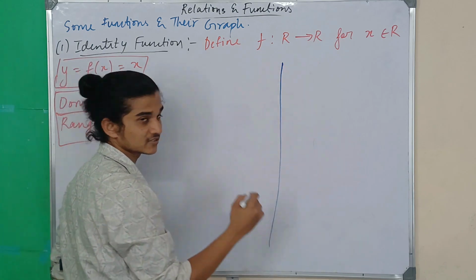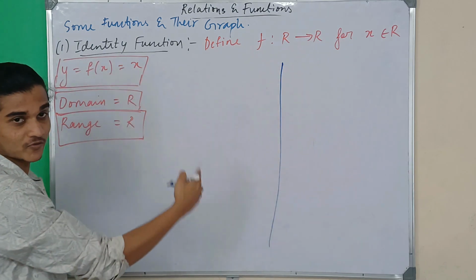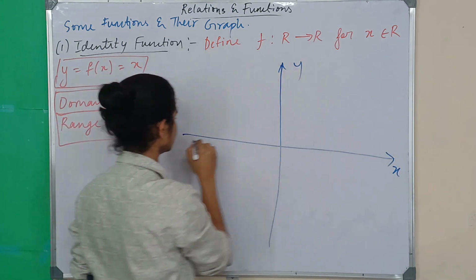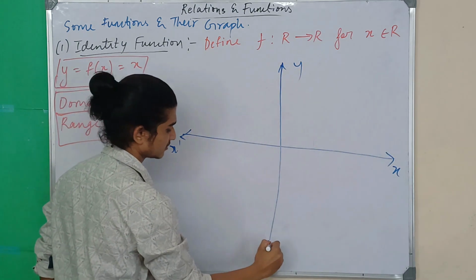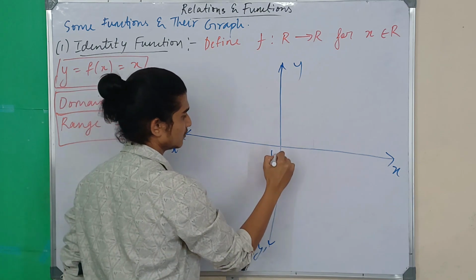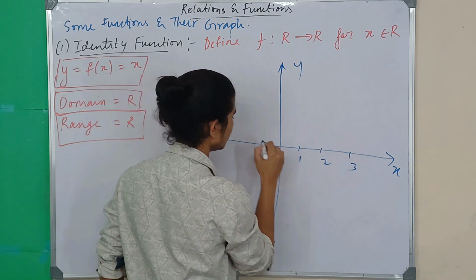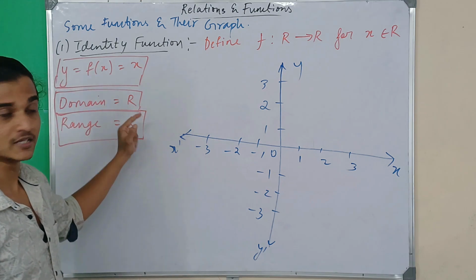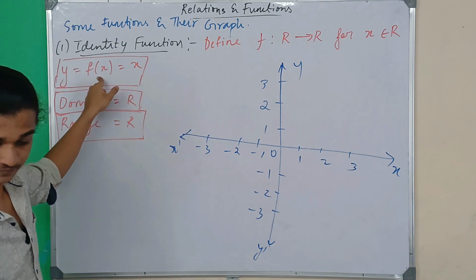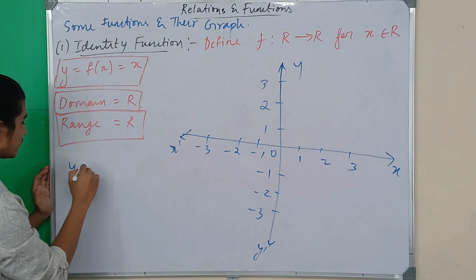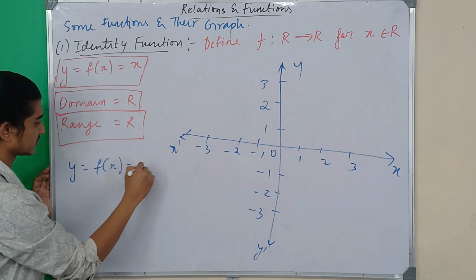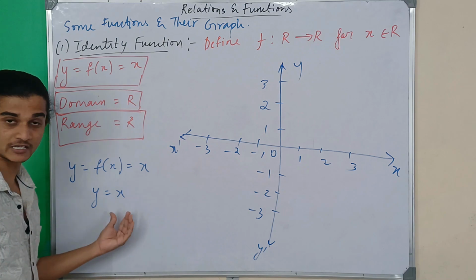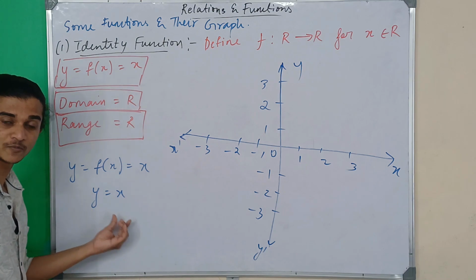So if you want to represent this function in the form of a graph, it's going to look something like this. So this is our x-axis, this is our y-axis, this is our x dash, and this below is our y dash. So this is our origin, 1 2 3. If you want to find a graph and you don't know how to, just go to the function. So our function is y equal to f of x equal to x. So it's basically y equal to x.